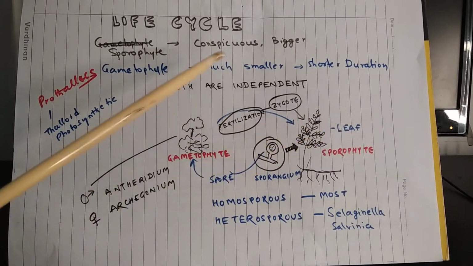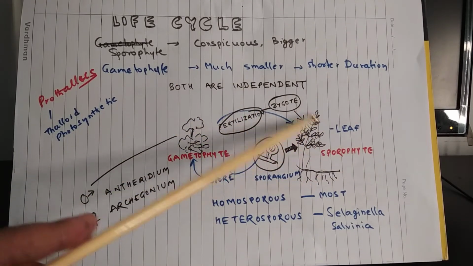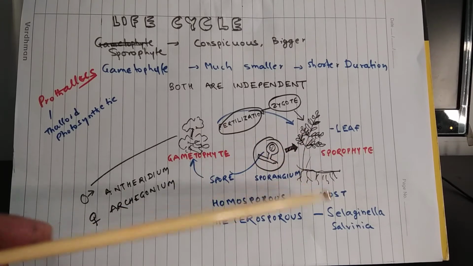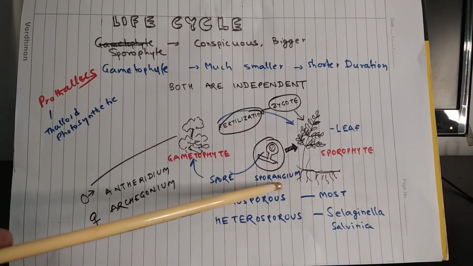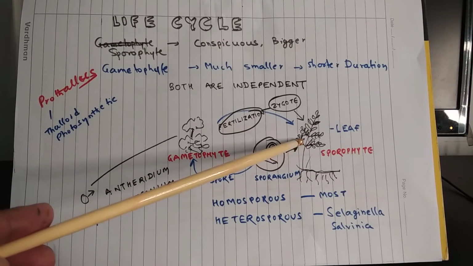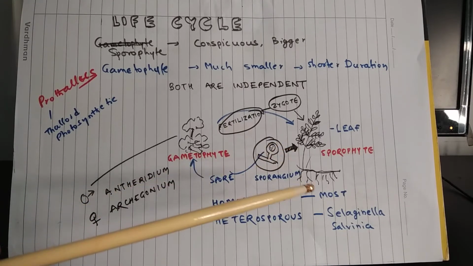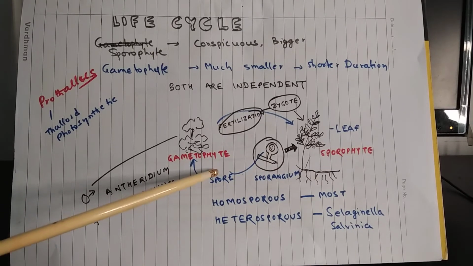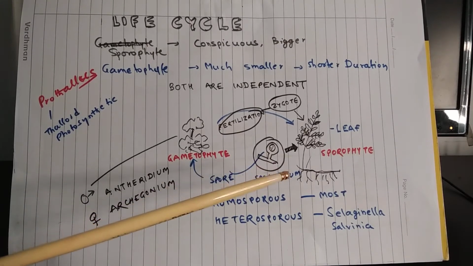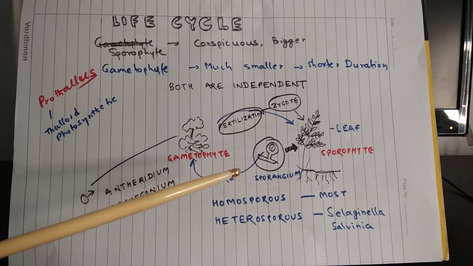This diagram shows the life cycle of Pteridophytes. This is the Sporophyte phase. These are the leaves and these are rhizoids. Sporangia, or spore bearing organs, develop on the leaf axis and produce spores. After meiosis, spores are produced. Because of meiosis, the ploidy of spores becomes 1n or haploid. These spores germinate into Gametophyte.